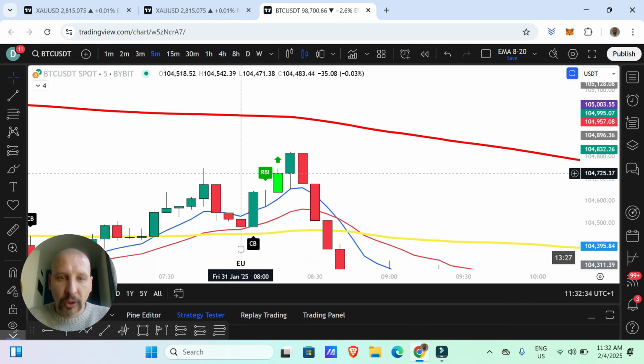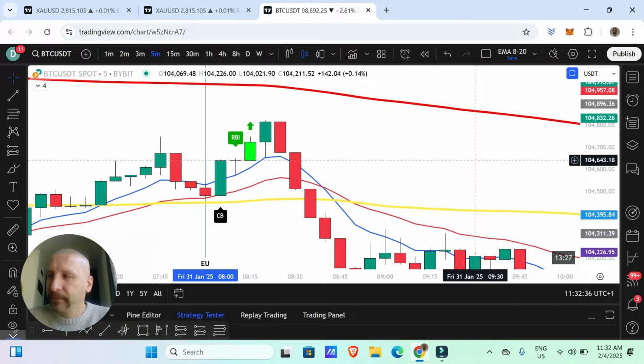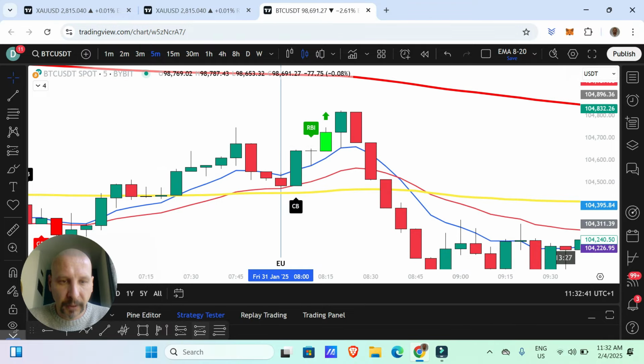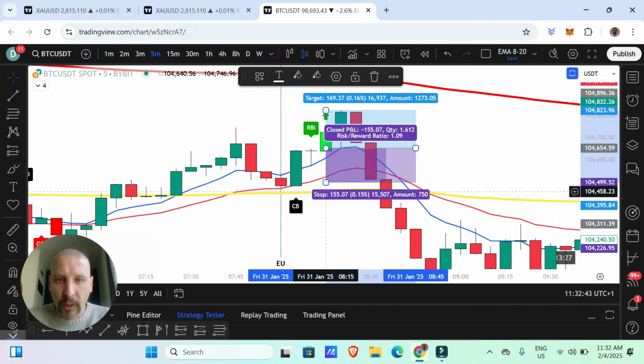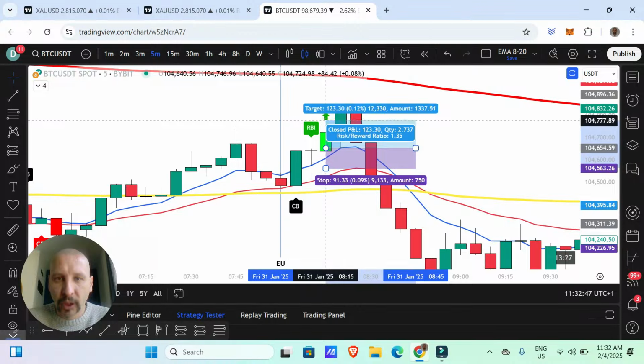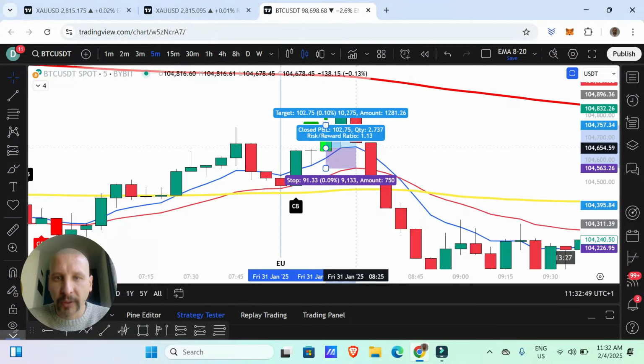All right, we start at 8 in the morning Friday. This is the pre-London. This is Frankfurt opening. We take this setup here. Here we go. We position our trade, 90 points. We target 90 points. And this is the winner.